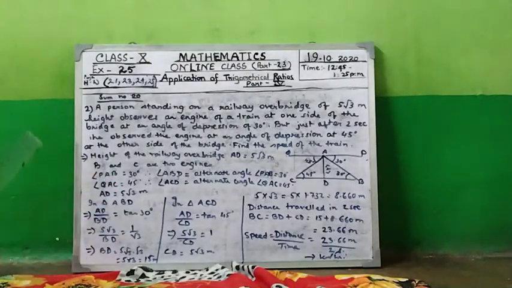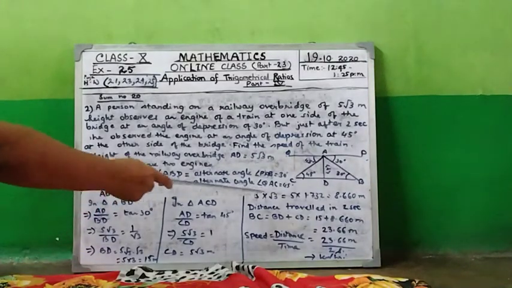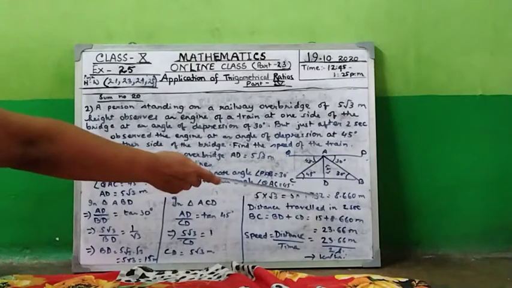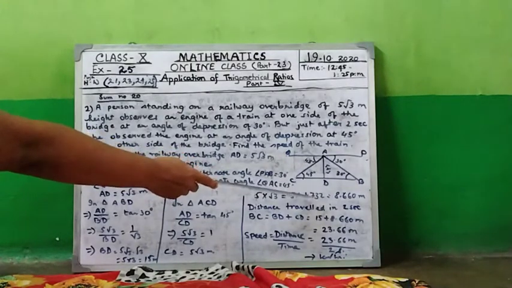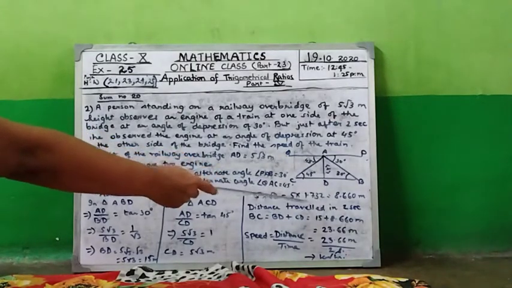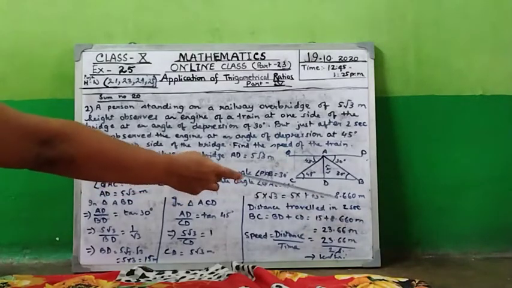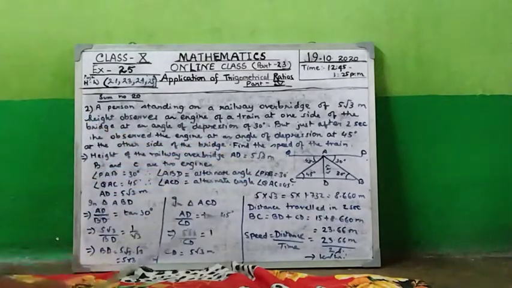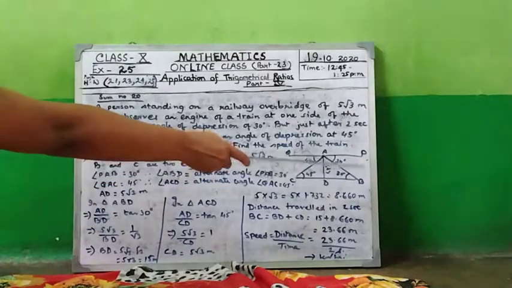Now √3 we know is equal to 1.732 meters. So 5 into √3 means 5 into 1.732, multiplied by 5. That we are getting 8.660 meter. Distance travelled in 2 seconds, that is CD plus DB.